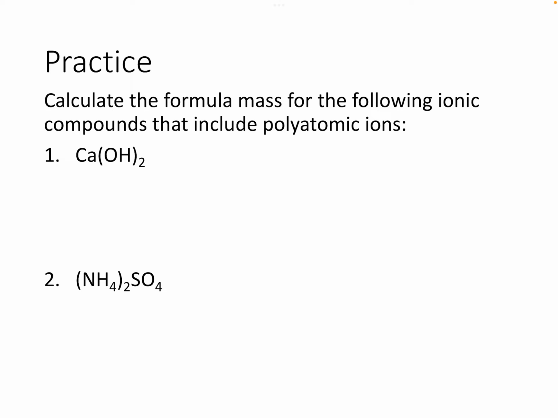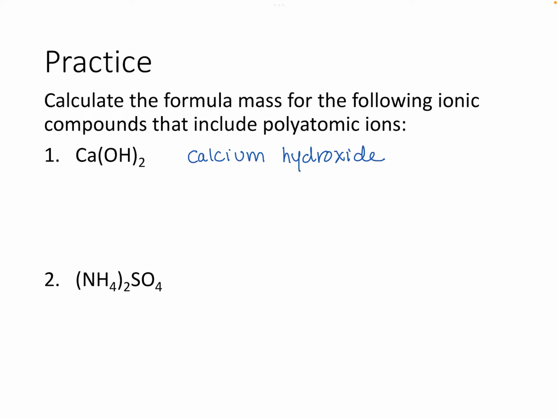Okay, let's look at the first one. So we have calcium, and then the polyatomic ion is called hydroxide. So notice that we don't have to indicate how many hydroxide ions we have in the name, because hydroxide will always have the same charge. So we just name it as it is, calcium hydroxide.